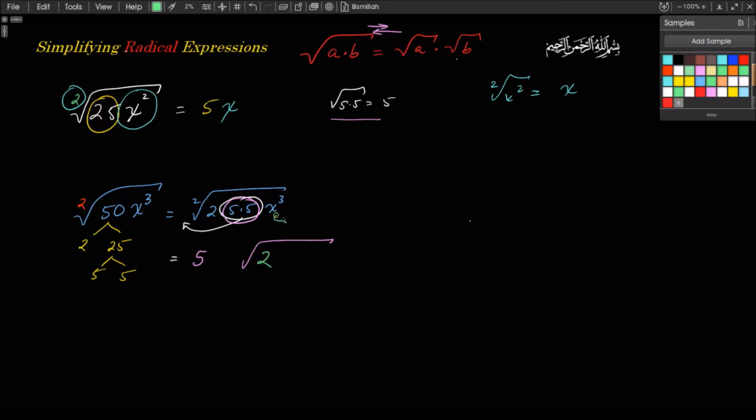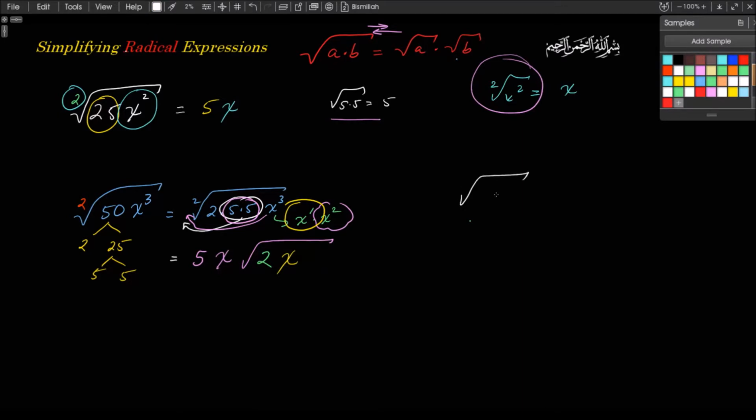Similarly, you have x cubed. X cubed can be rewritten as x to the first times x squared. Now this x squared can come out from the umbrella of the radical sign because the square root of x squared is x. So this will come out, and that will become x. But this other x will remain inside, like this.